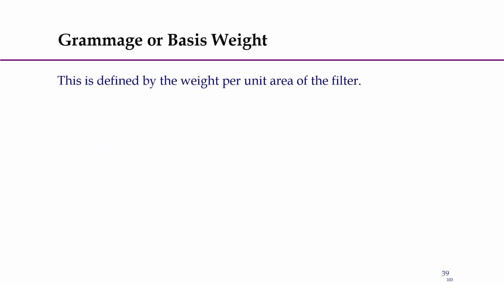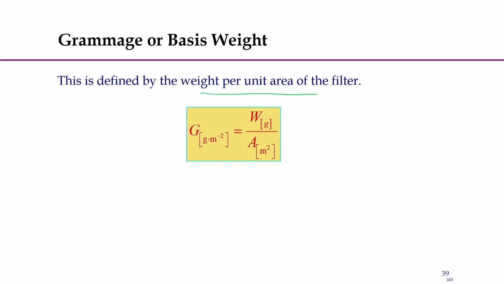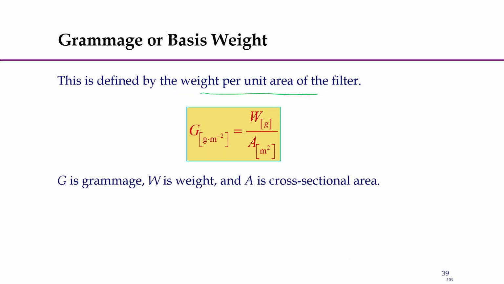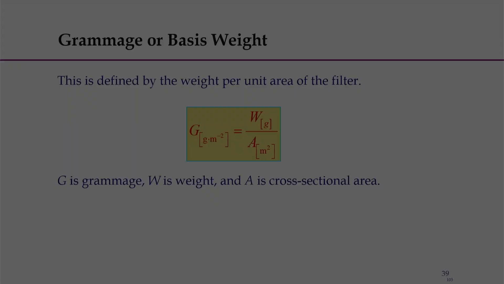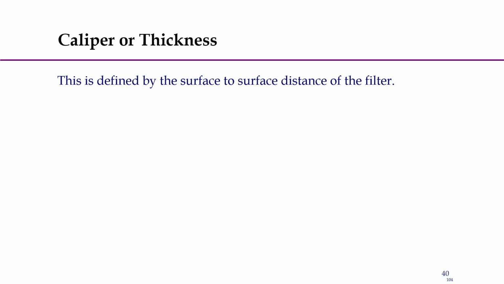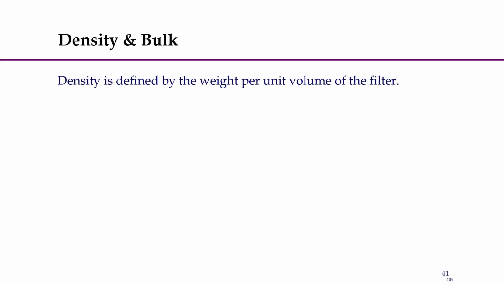Grammage means the weight per unit area, which is simply mass per unit area, which we can get for filter fabric, and which is all important. We can call it basis weight. And thickness or caliper, we can get the thickness measured as per the standard distance between the two surfaces. Bulk density or bulk, we can calculate; density is defined as the weight per unit volume.